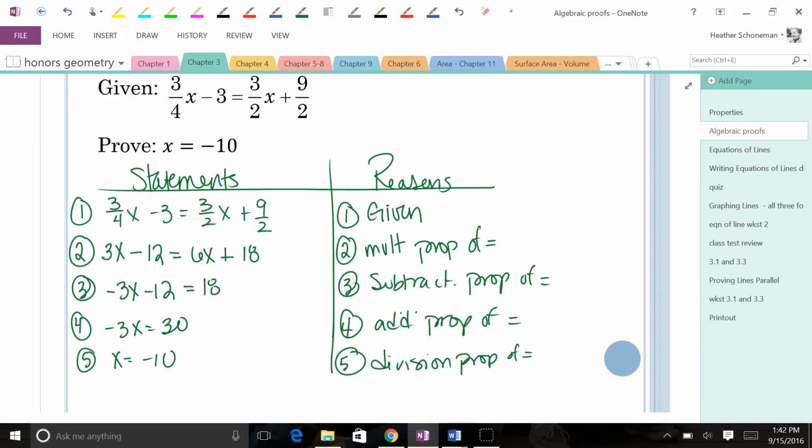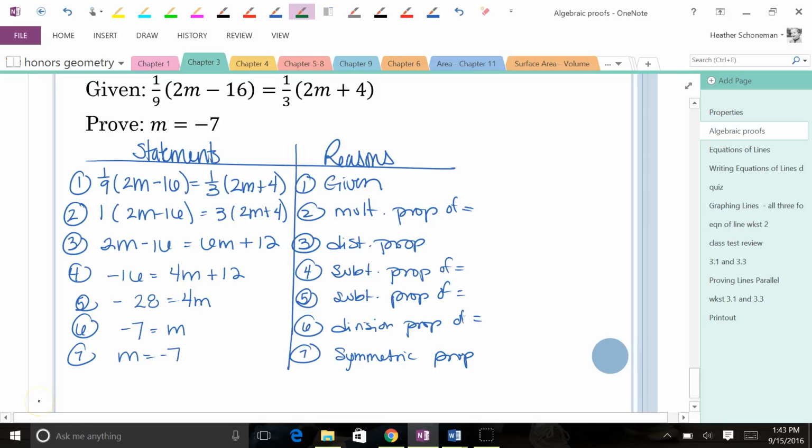All right, I want you to pause the video now and do example 5 on your own. Now remember, you're clearing the fractions, so you're going to have to multiply everything by 9. I'll tell you that as a hint. And when you clear the fractions, you don't multiply anything that's in the parentheses. Okay, here is the proof. So I cleared the fractions by multiplying by 9. I didn't change anything that was in the parentheses. I distributed and then solved from there.